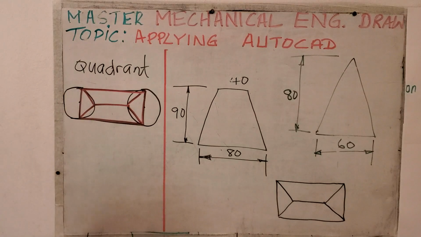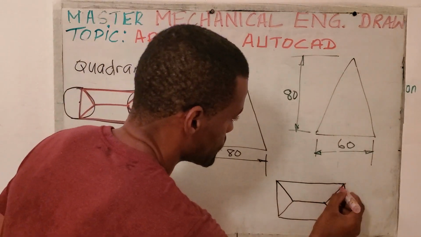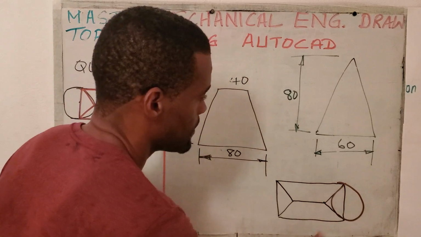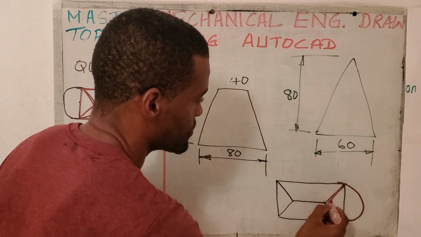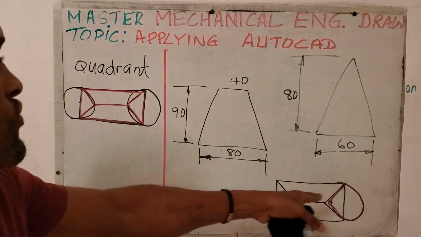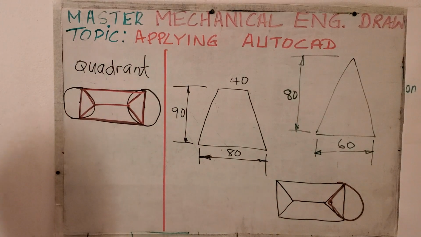So we simply draw a circle here, and then draw a line from here onto the node, onto the quadrant point. And that's how we get it.